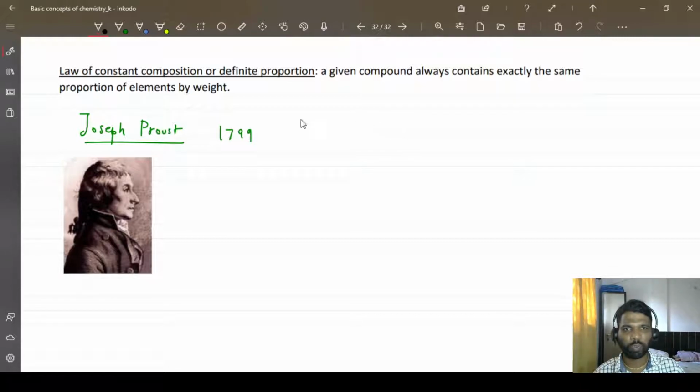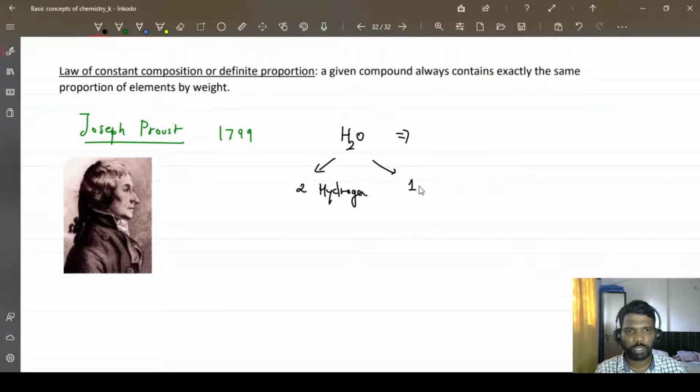For example, if I take water, a simple example, how many hydrogens are there? The hydrogens present in this case are two hydrogens, right? Two hydrogens and one oxygen. So the ratio of hydrogen and oxygen in water is 2 is to 1.